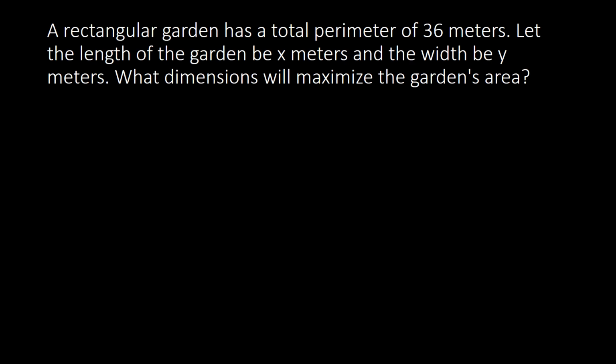So we'll do some optimization here in this problem. We have a rectangular garden with a total perimeter of 36 meters. Let the length of the garden be x meters and the width be y meters. What dimensions will maximize the garden's area? Take note, we are trying to maximize the garden's area.